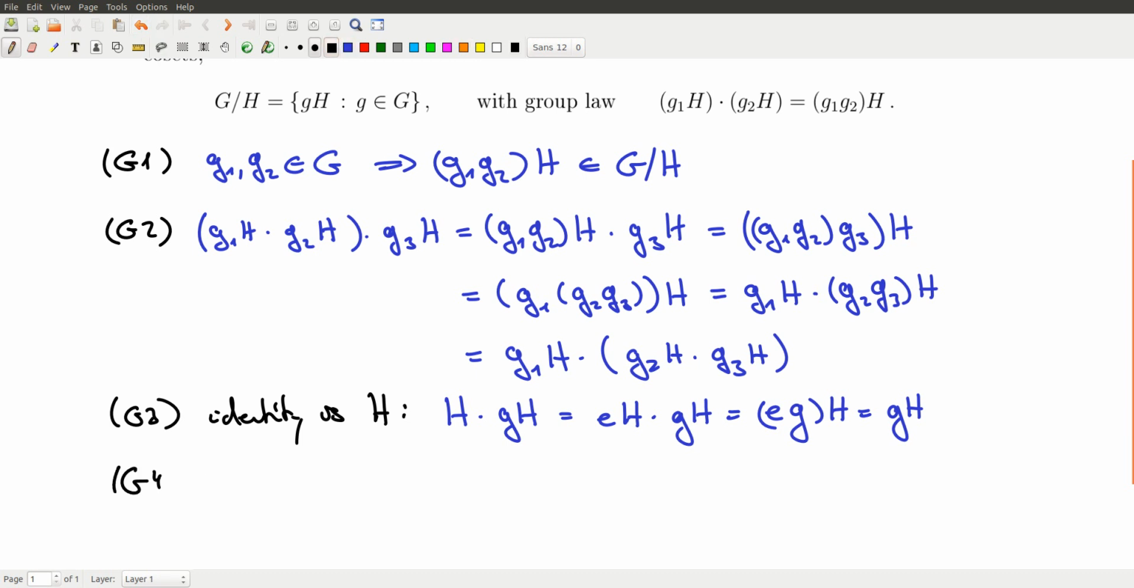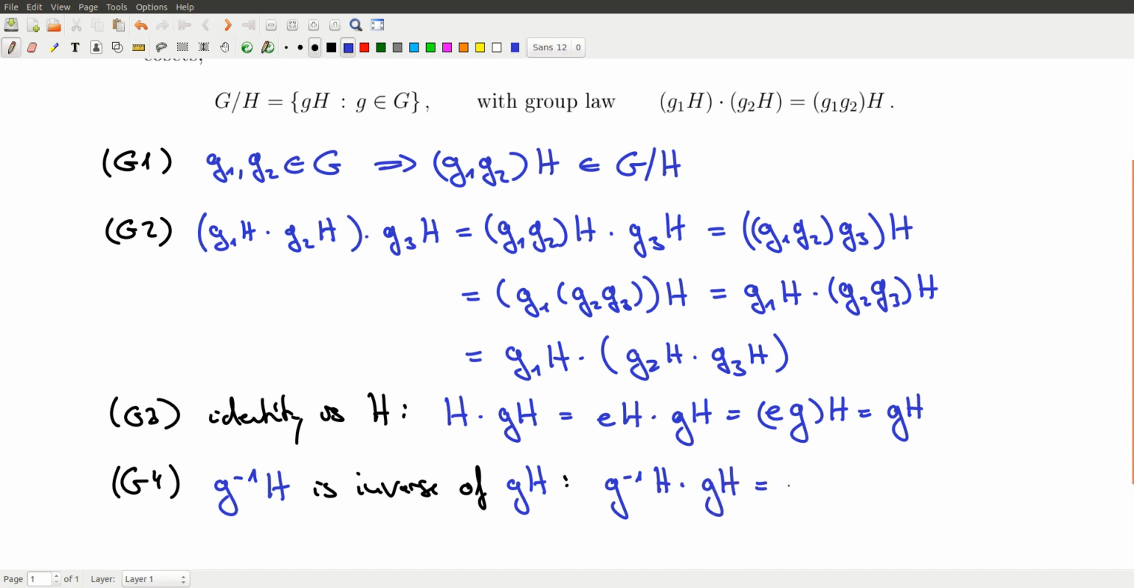And what about inverses? Well, g inverse H is the inverse of gH. And that we also get from the group again. So g inverse H times gH is the same as g inverse g H, and that's eH, and that's just H, the neutral element in the quotient group.